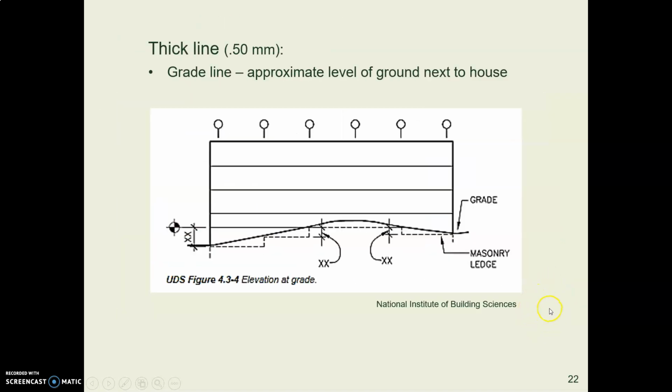And then where the ground runs in front of your house, you use a thick line, and this line is thicker than the wall layer. It's a ground plane, and it shows the grade line where the dirt runs next to your house. That's a thick line.